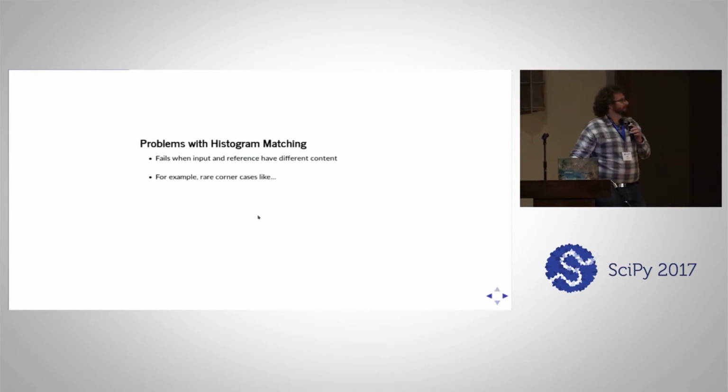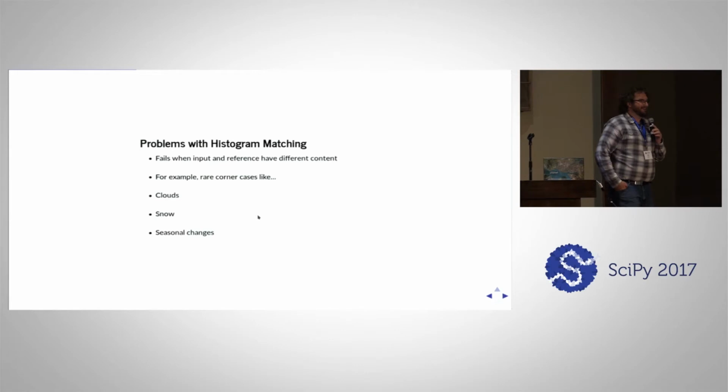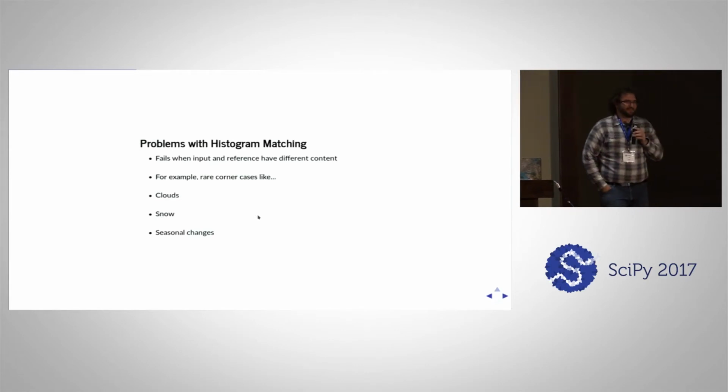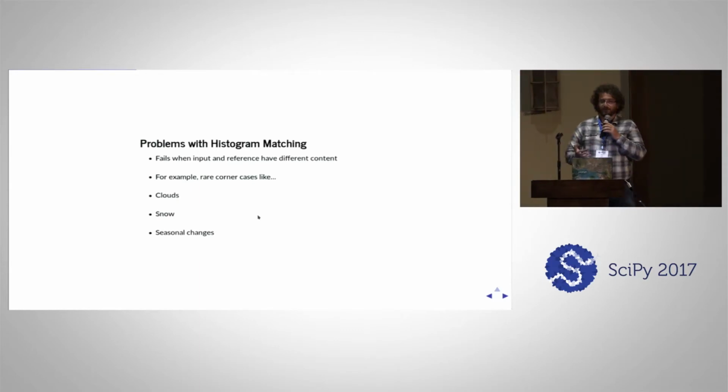There's all these minor little things that hardly ever happen, like clouds and snow and seasonal changes. So, these are things that, needless to say, happen all the time. And so if we take and normalize an image with lots of clouds or snow to an image that doesn't have clouds or snow, we get all kinds of crazy artifacts.